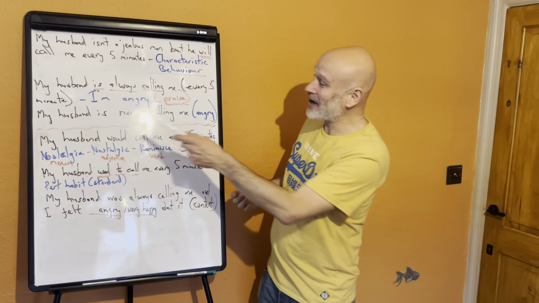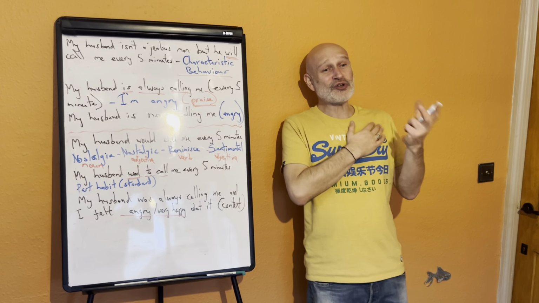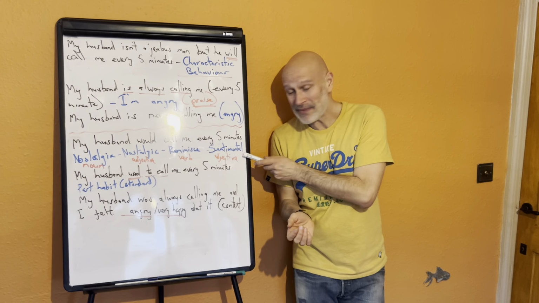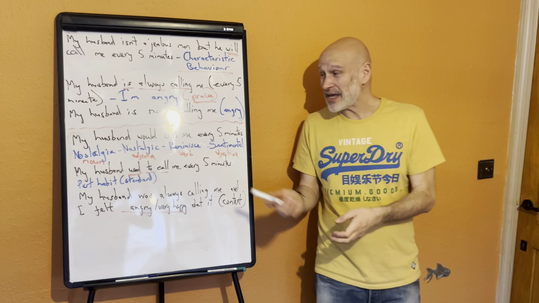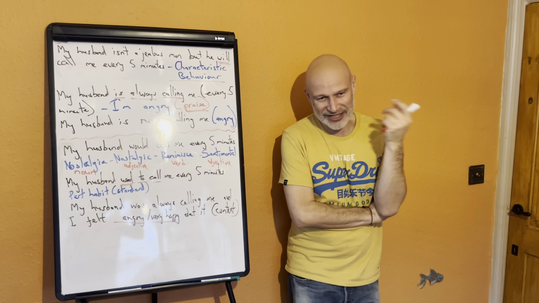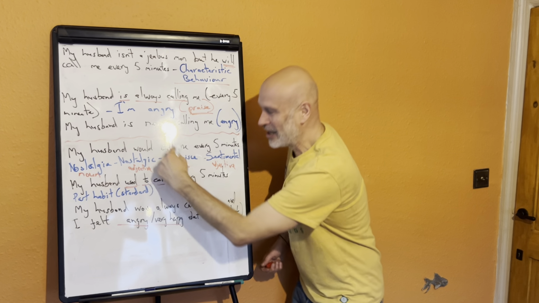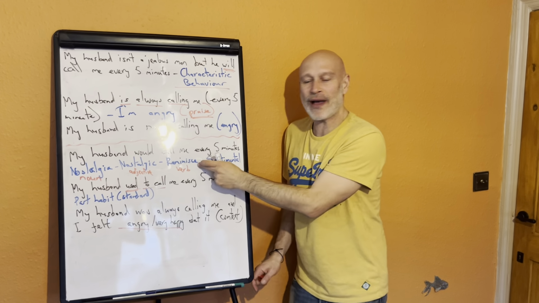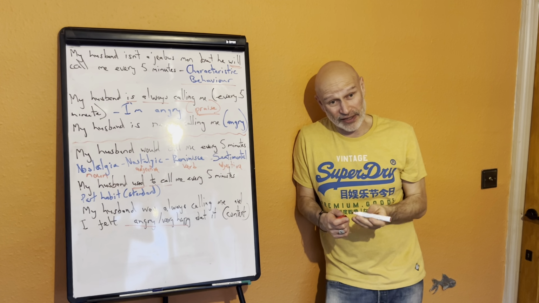We can say, my husband, I remember him so sweetly, so fondly. We usually use this language, the reminiscing, when someone is no longer with us, when they've died. And we say, oh, my husband, yeah, I remember him very well. He would call me every 5 minutes just to tell me that he loved me. It's nostalgia, it's a nostalgic behaviour. This is when we reminisce, when we feel very sentimental about something.